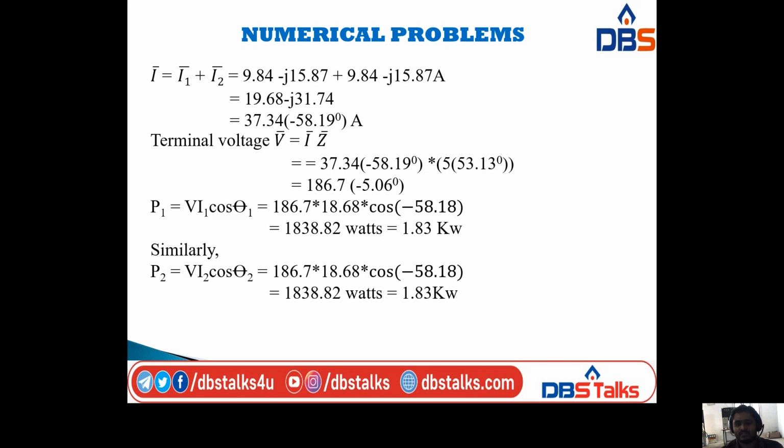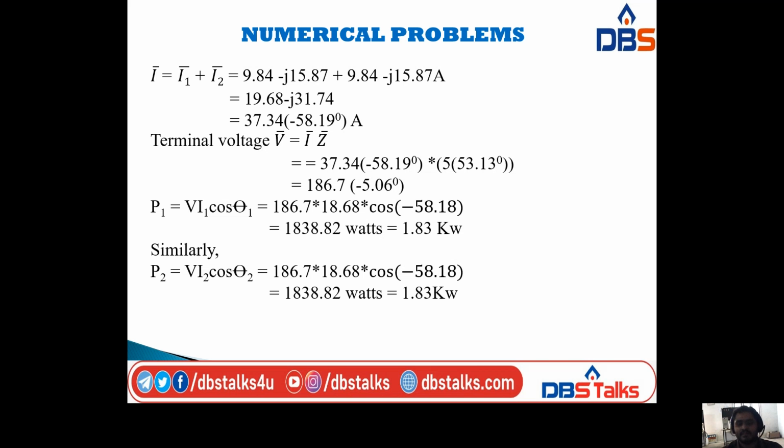And the terminal voltage, you know the formula already, that is V bar is equal to I bar into Z bar. Just now we calculated the I bar, that is 37.34 at an angle of minus 58.19, into the Z value they already gave in the problem, that is 5 at an angle of 53.13. After simplifying this one, we have 186.7, that is 37.34 into 5, at an angle of 53.13 minus 58.19. Finally, we have minus 5.06, and this is the terminal voltage value.